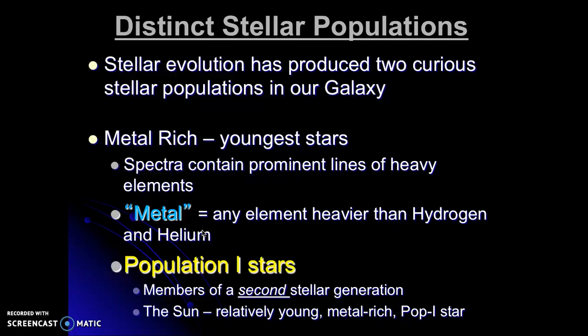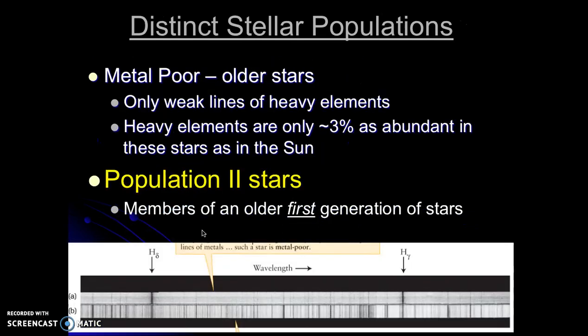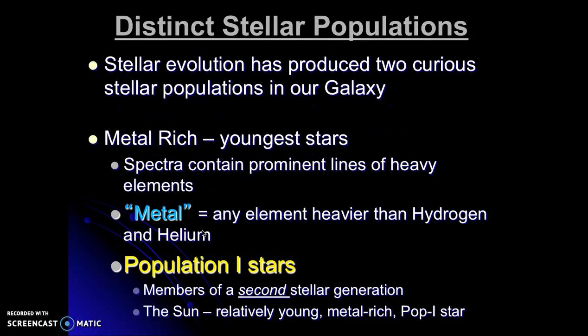Okay, so there are very distinct stellar populations. The stellar evolution that we talked about has produced two curious populations in our own galaxy. We have metal-rich young stars, which we call population 1 stars. And we also have population 2 stars, which are members of the first, older generation of stars. The first ones we call metal-rich stars, meaning they contain any element heavier than hydrogen or helium. They're the members of a second generation of stars.